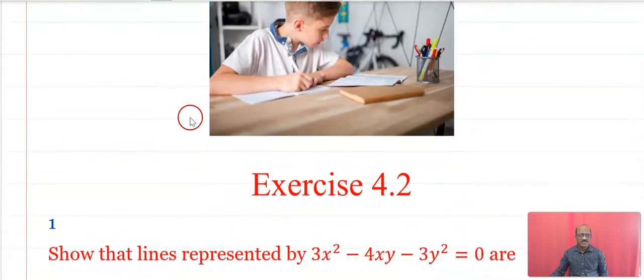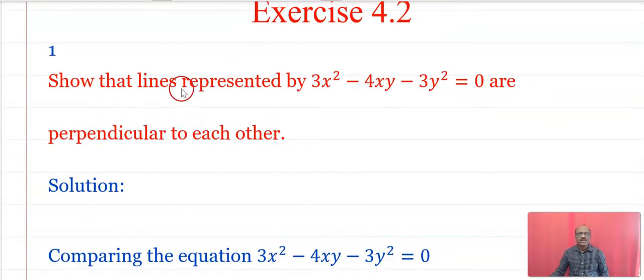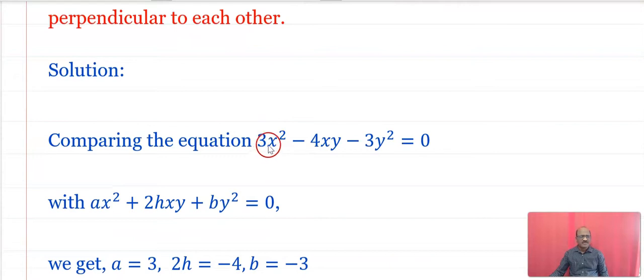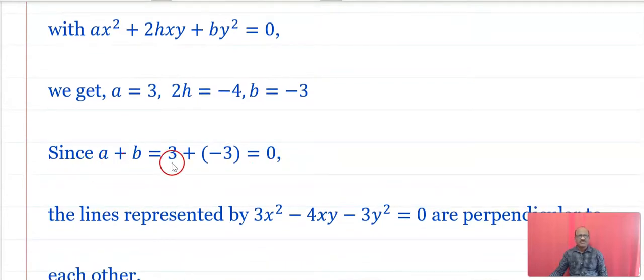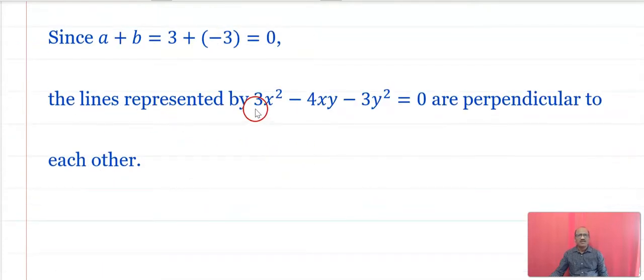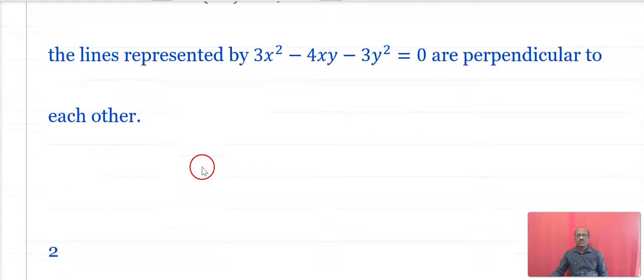Now we'll start exercise 4.2. Show that the lines represented by 3x square minus 4xy minus 3y square equals 0 are perpendicular to each other. It's clear that the coefficient of x square plus the coefficient of y square is equal to 0. Now comparing with ax square plus 2hxy plus by square equals 0, a is 3, 2h is minus 4 and b is minus 3. Therefore a plus b equals 3 plus (minus 3), that equals 0. The lines represented by 3x square minus 4xy minus 3y square equals 0 are perpendicular to each other.